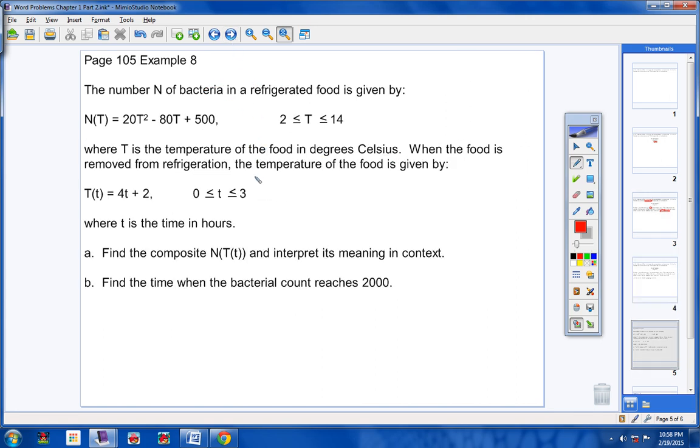Here's the first word problem. Please feel free to write this in your notes. In fact, I want you to write this in your notes. So in your notes, write down page 105, example number 8. And then you have a choice. You can just watch the screen and take notes, or you can turn in your book to page 105 and see the word problem there. Either way is totally acceptable. Okay, here we go.